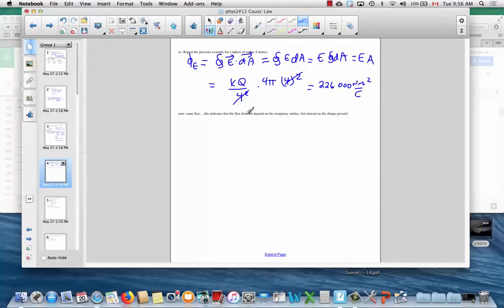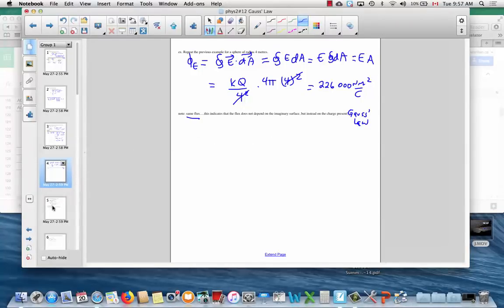So this is something that makes us pause and go, the same flux. The flux didn't depend on the imaginary surface we picked. We could pick a radius of 8 meters and you'd still get the same flux. It's independent of the imaginary surface. All it depended on was the charge present. This is foreshadowing. This is what Gauss's law tells us.